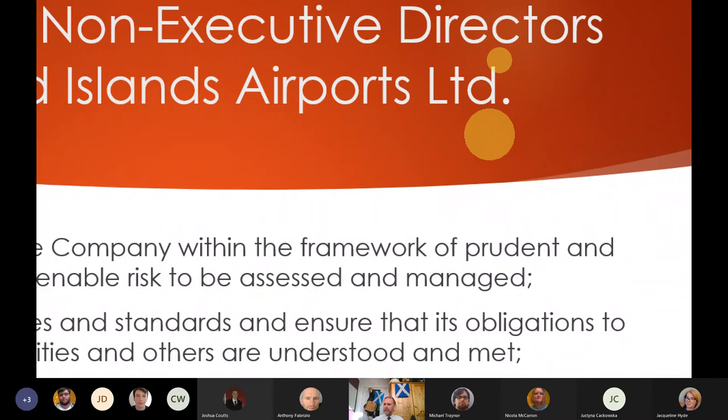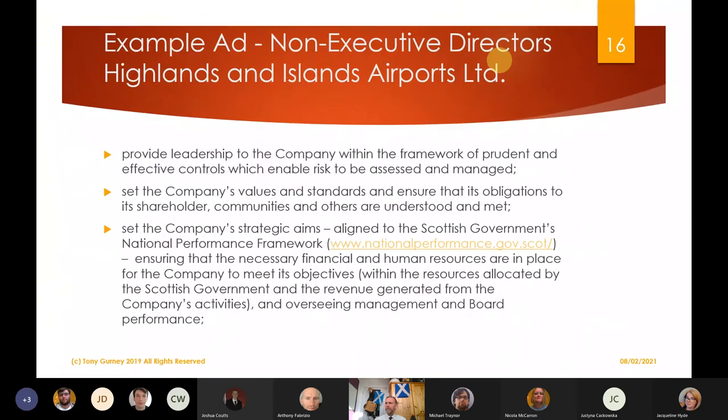Or you have PLCs, a public limited company. Same idea, the organisation is a legal entity. It still has things that it has to do, like show its financial results, but the shares in it are publicly traded. So you could walk out tomorrow and buy a share in British Telecom because it's a publicly traded company. You couldn't buy a share in Highlands and Islands Airports because it's a private limited company. So LTD means it's a private limited company.